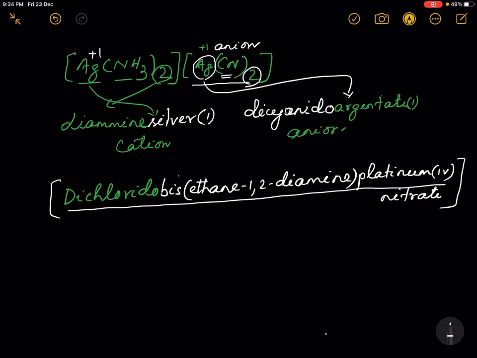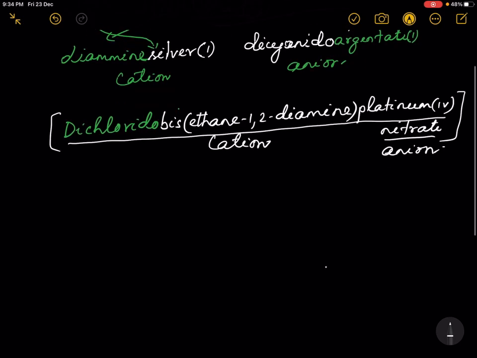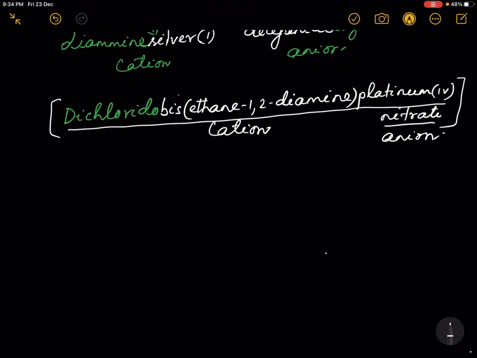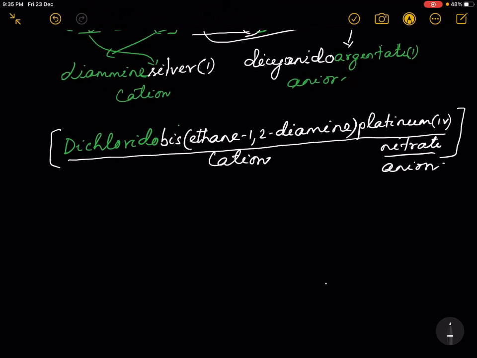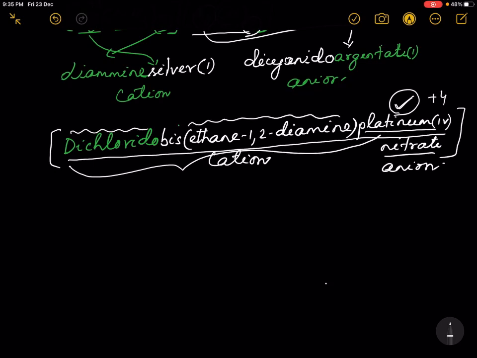And this is the cation and this is the anion. Between cation and anion there should be a gap. So let us start how to write the formula of this compound. You see, this is the central metal atom and its oxidation number is +4. And you see, in the nomenclature or name, the central atom is written after the ligands. But in the formula, we have to write platinum first and its oxidation number is +4.